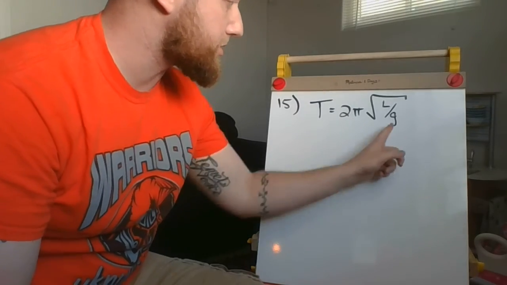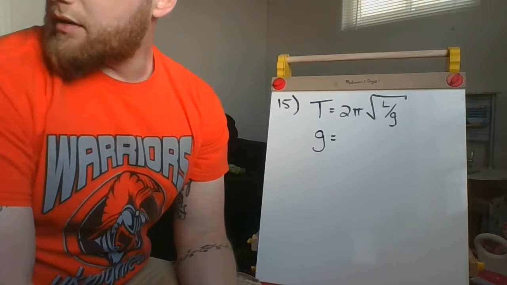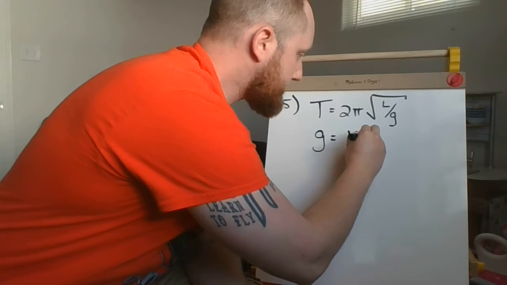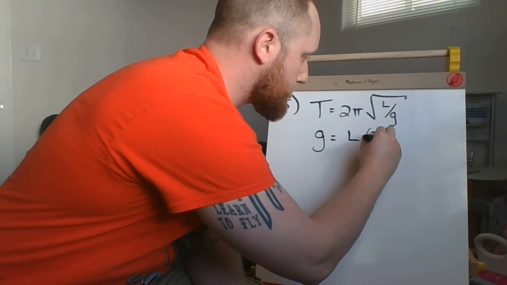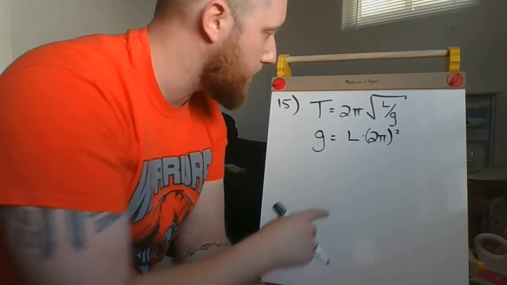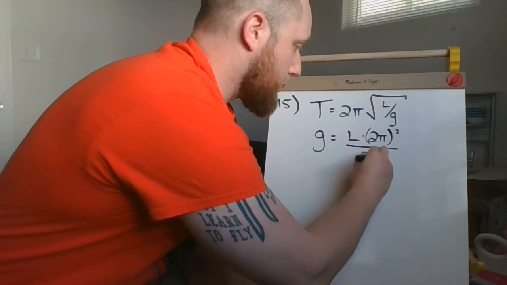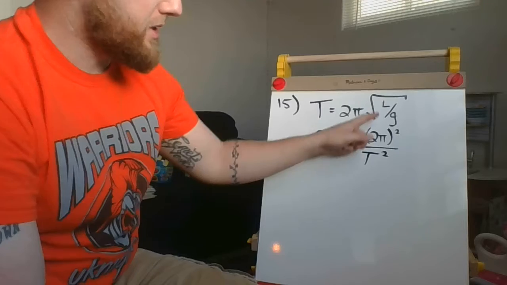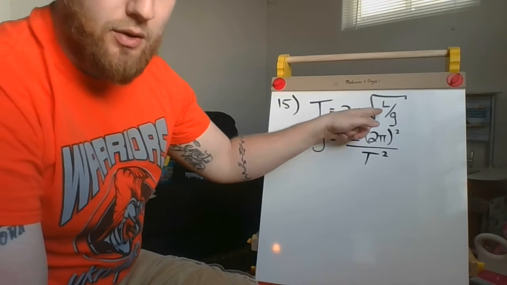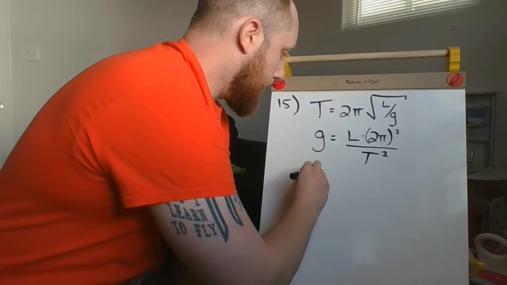So if we rearrange this to solve for G, which I've already done for you guys, then you're going to get L multiplied by 2 pi squared. It's both 2 and pi that had to be squared in order to get rid of that radical right there, divided by your period squared. Again, everything that wasn't under the radical, in order to get rid of it, you had to square it all. So make sure both of those wind up getting squared.